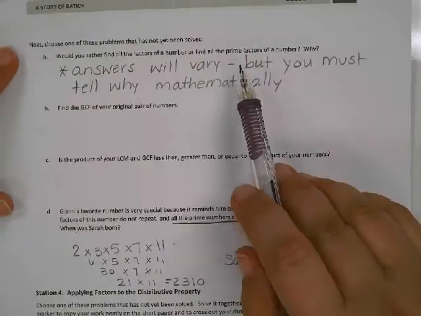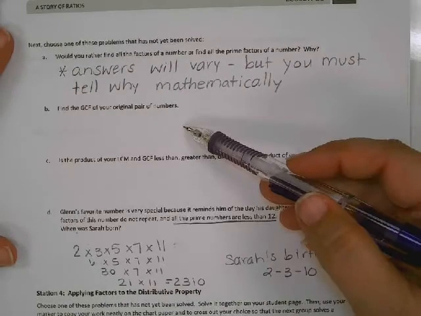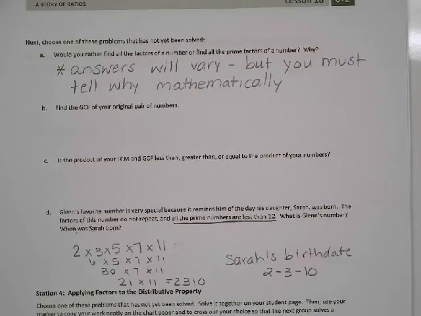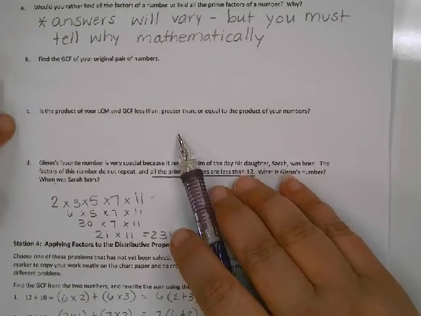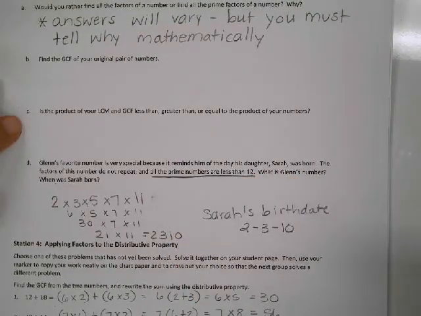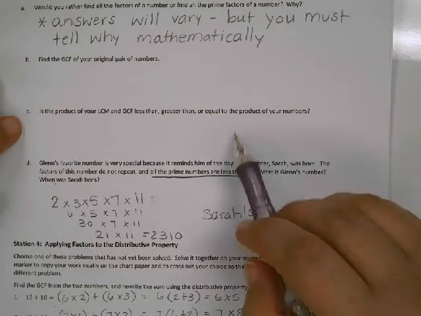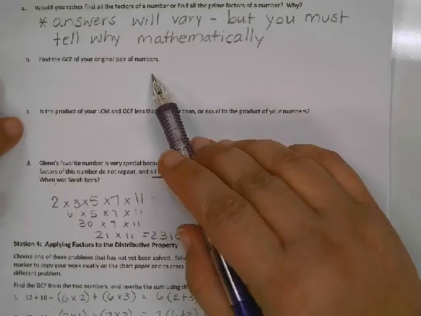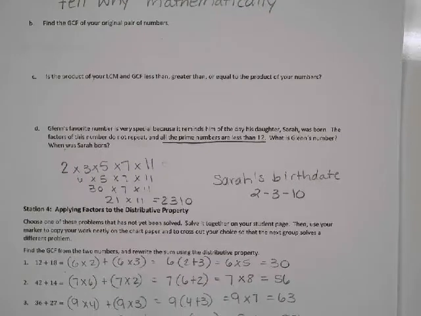If you chose A, you can have any answer really, but you just need to be able to explain it mathematically. For B, you can choose just 2 random numbers and find the GCF of those numbers. For C, it says is the product of your LCM and GCF less than or greater than or equal to the product of your numbers. Again, you would have to use whatever numbers you had here in B, so I can't put down answers for that because I'm not sure what numbers you'll choose, but I can check it for you if you'd like.